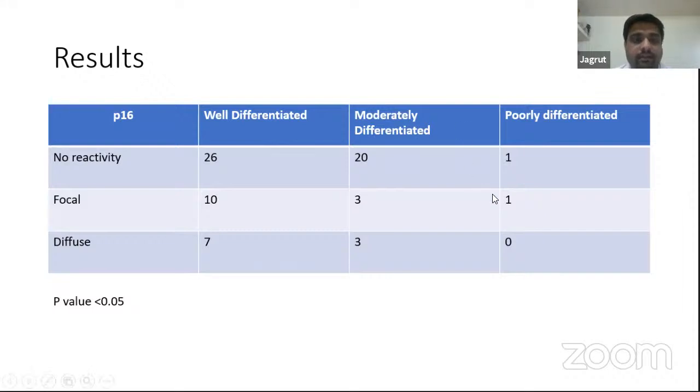Coming to results, in well-differentiated oral squamous cell carcinoma, 26 cases showed no reactivity, whereas 10 cases showed focal and 7 cases showed diffuse positivity. In moderately differentiated carcinoma, 20 cases didn't show any reactivity, whereas 3 cases showed focal and 3 cases showed diffuse. In poorly differentiated oral squamous cell carcinoma, 1 case showed no reactivity and 1 showed focal positivity, about 10%.